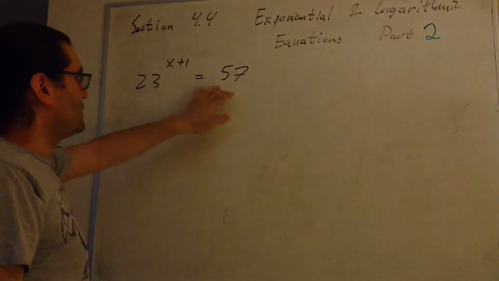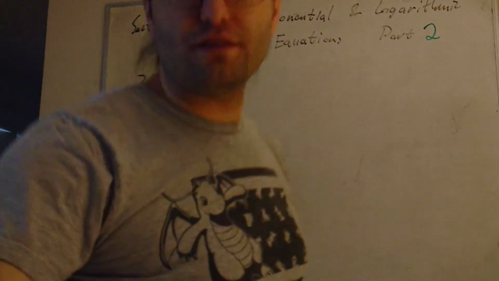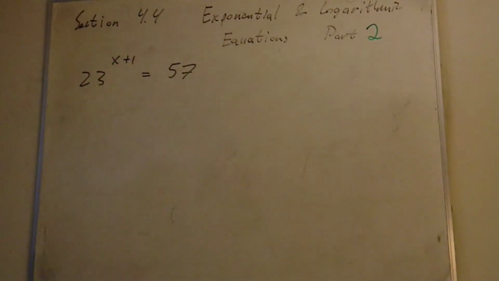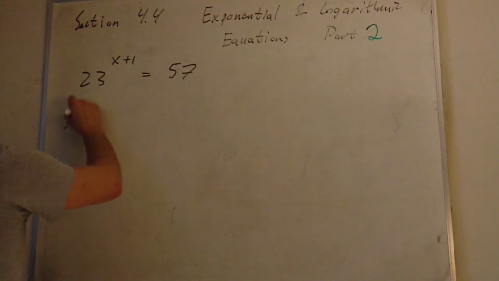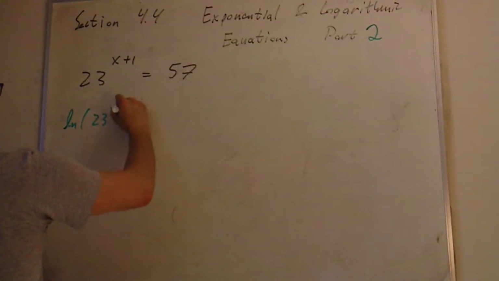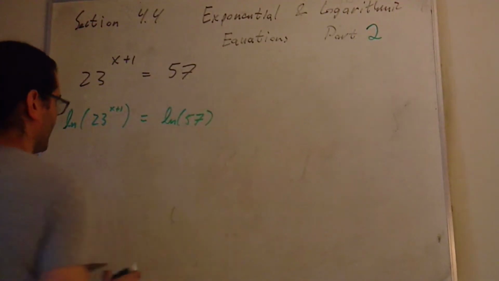So the question then becomes, what can we do with this? And the answer is, we're going to take the natural log of both sides. Why the natural log? Just because it's sort of like the default log. So I'm going to do the natural log of 23 to the x plus 1 equals the natural log of 57.